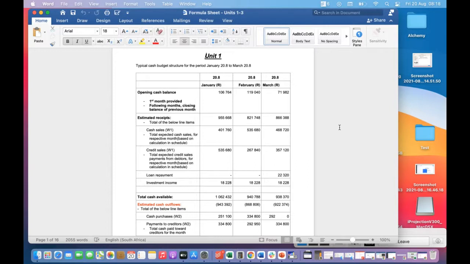Then where things get a bit challenging is when we now have to figure out how much credit sales we are actually going to receive in the month of January.